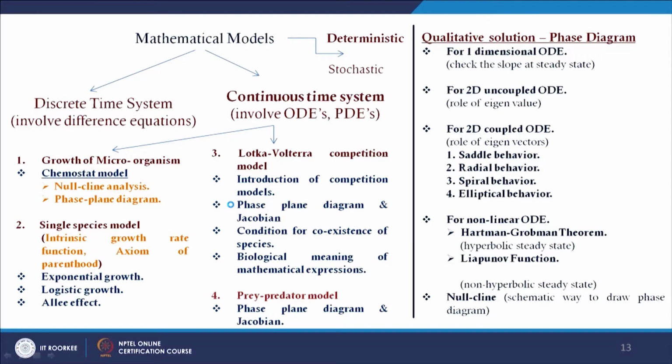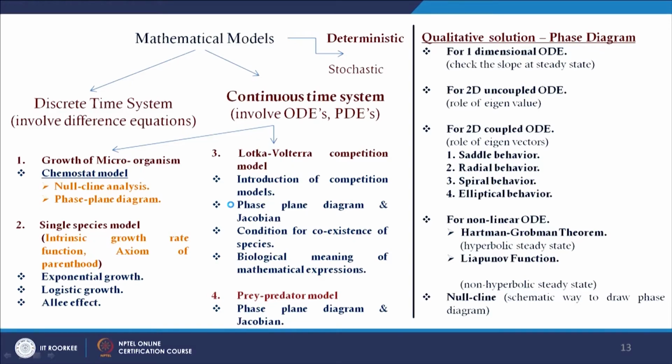And if you analyze this in a qualitative approach, you can find that the phase diagram analysis we made for one dimensional ordinary differential equations was to check the steady state. There also we looked at the slopes, whether the slope represents a positive or negative nature. Based on that, we can say whether it has a stable solution or not.